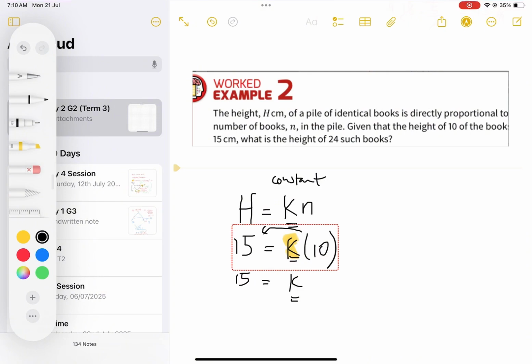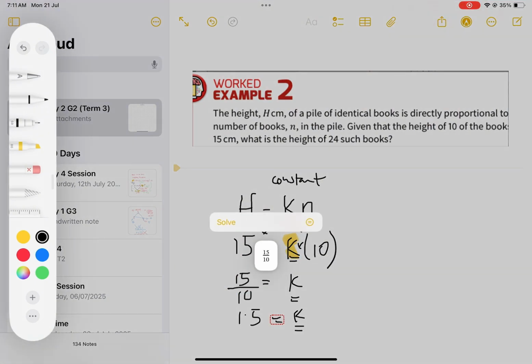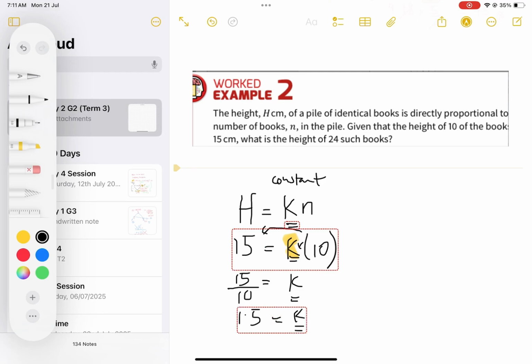So in this case, 15, remember this one is a times. When we bring over the 10 across the equal sign, it will be the opposite of multiplication, which is division. Divide by 10. And so that's where we have k equals 1.5. Forever, this k will never be changed. K will always be 1.5.